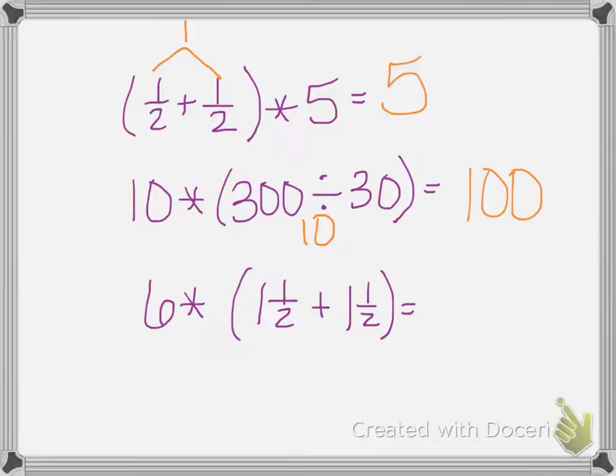And the last one, C, 1 1/2 plus 1 1/2 is in parentheses. 1 plus 1 is 2. 1/2 plus 1/2 is 1. Therefore, that's 3. 6 times 3 is 18.